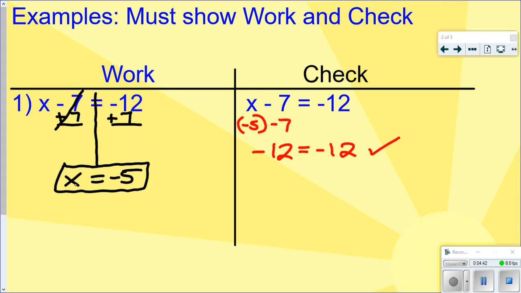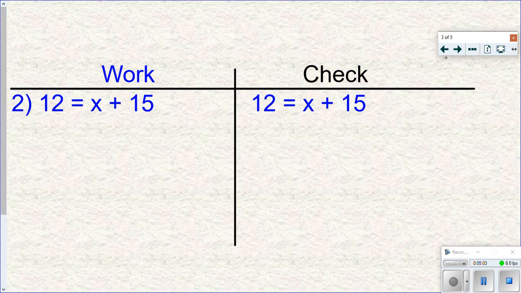And again, the nice thing with equations is you can plug it in and check it and see if you got the right number. Because again, what we were asking is what number -7 is equal to -12? And we found that it was -5, and then we plugged it in to see if -5 minus 7 was really equal to -12. All right, so let's look at another one. So again, step one, I forgot to mention that, I think, on the last one. The first step is to locate the variable.